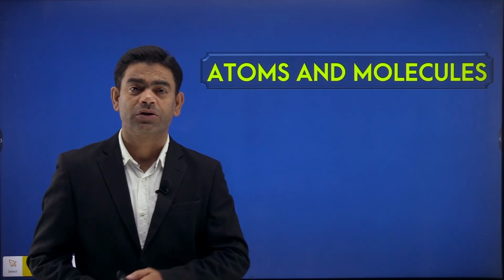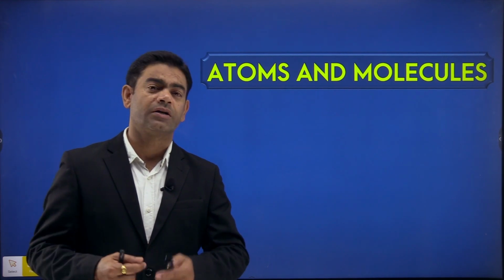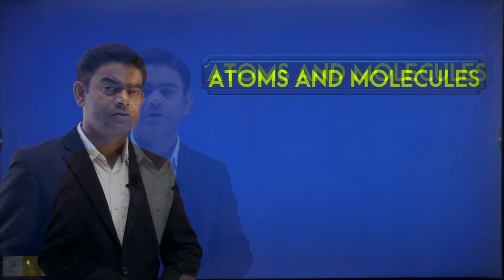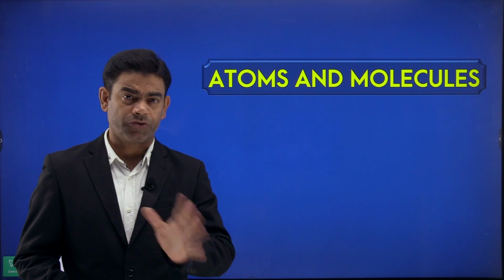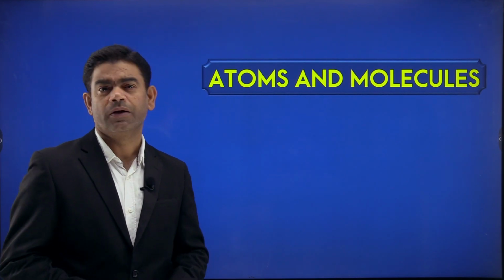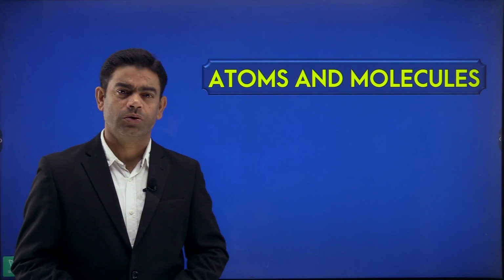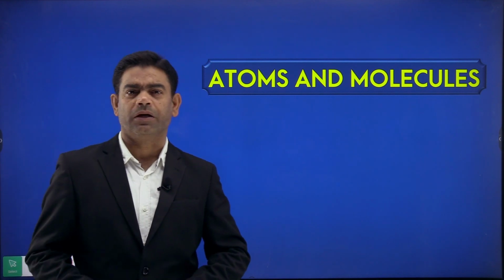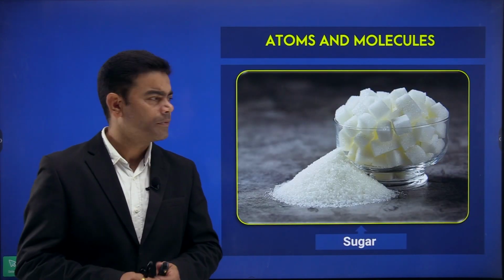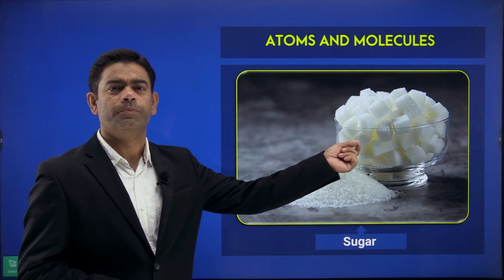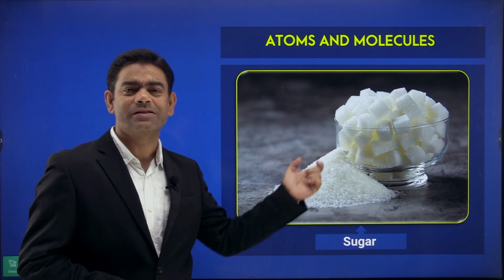एटम क्या होता है, मॉलिक्यूल क्या होता है, कहाँ से हमने इसको जाना, let's discuss. Okay, so here we go with chapter number 3 of grade 9 chemistry, that is Atoms and Molecules. Okay, so in the very beginning we have a picture over here of a sugar cube. There is a sugar cube and the crystals of sugar also.